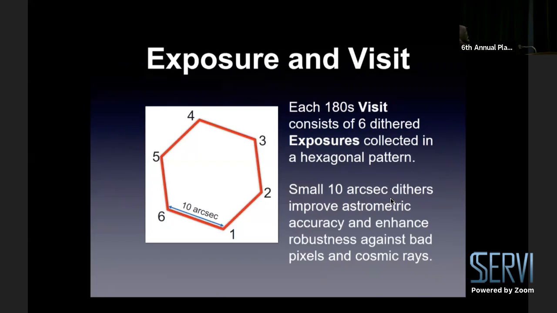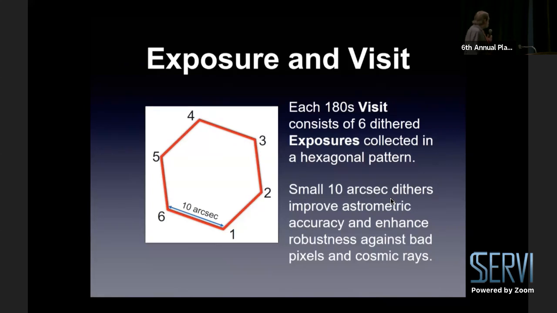So basically, the fundamental unit that we're going to be working with in NEOCam is the 180-second visit, which consists of 6 dithered exposures, which are collected in a hexagonal pattern, with 10 arcsecond dither steps between each of those exposures. They get summed up into a visit, which is really the deep cadence that we're going to be looking for our NEOs and other moving objects.